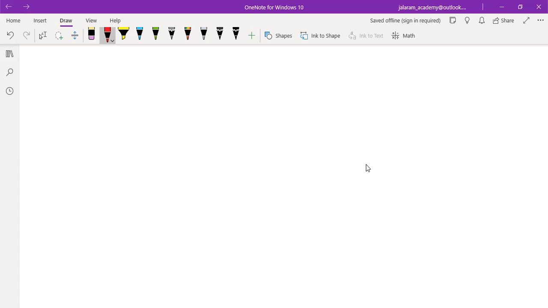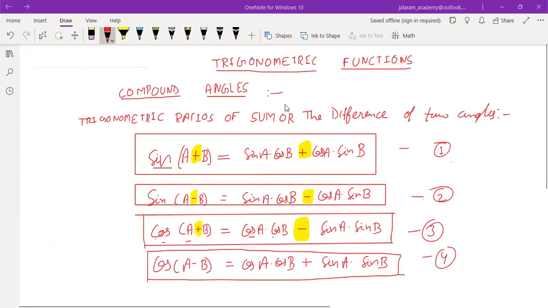Cos A plus B equals cos A cos B minus sin A sin B. Finally, cos A minus B equals cos A cos B plus sin A sin B. Now you can look at these formulas. So write all these formulas in your notebook and learn them also.